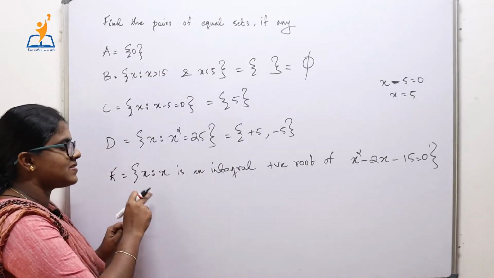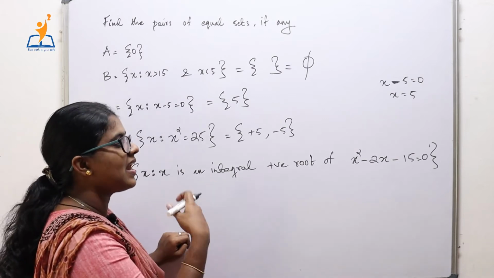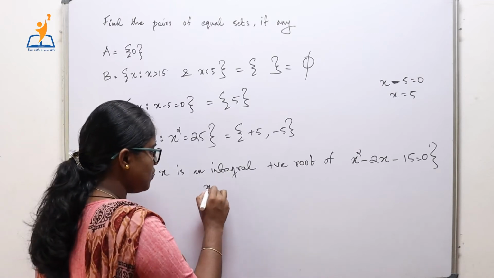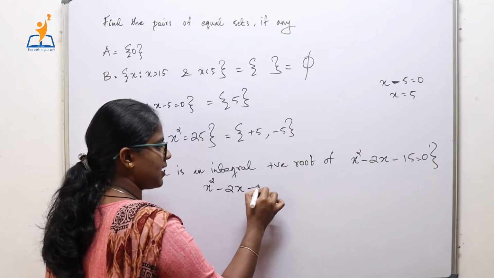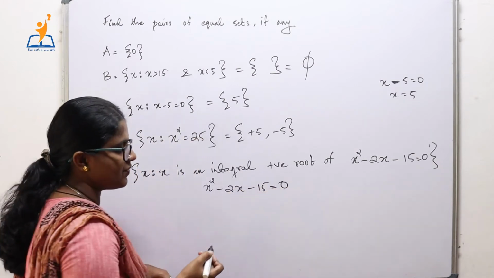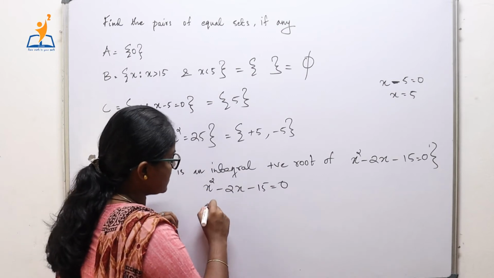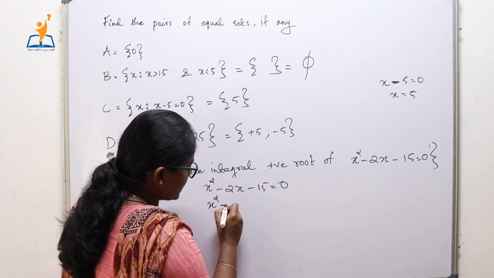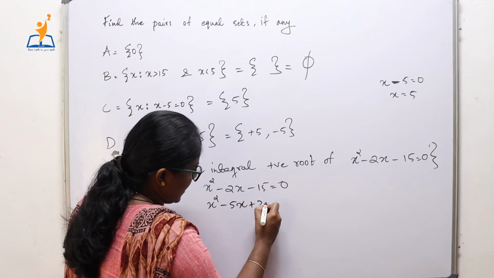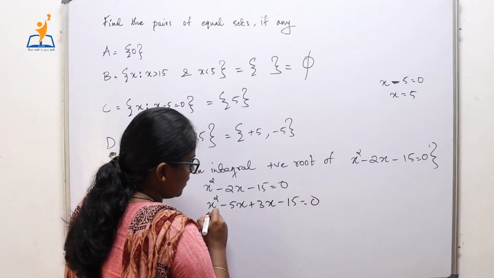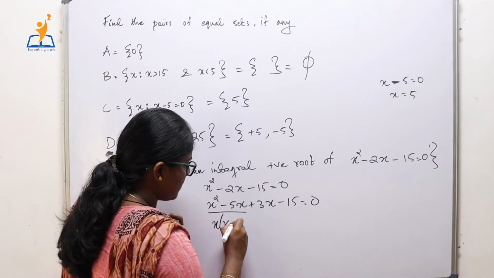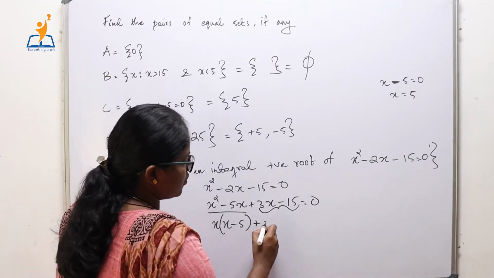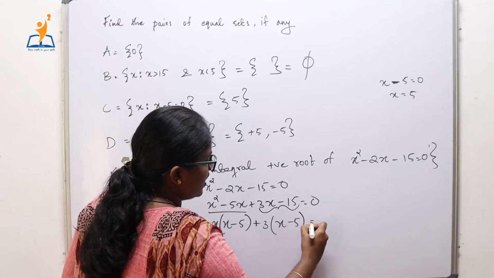Moving on, the set E is the set of all x such that x is an integral positive root of x square minus 2x minus 15. So we have to find the roots of this quadratic equation, x square minus 2x minus 15 equals 0. We can solve this by splitting the middle term, which is minus 2x, like this: minus 5x plus 3x, minus 15 equals 0. Now we can take x common from here, which becomes x into x minus 5, plus 3 common, so we get 3 into x minus 5 equals 0.